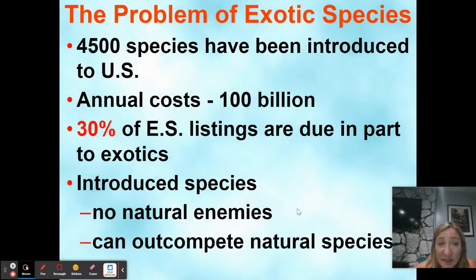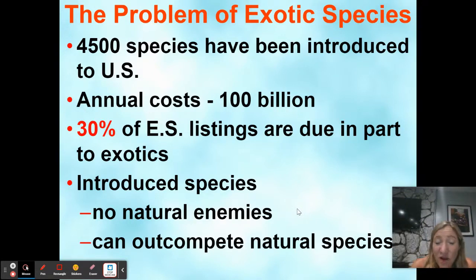Okay, so exotic species, they're again introduced species. 4,500 species have been introduced to the United States. It's kind of a lot. It costs us a lot of money to deal with. It's not like this little thing, because it affects our agriculture, it affects ecosystem balance, it affects a whole bunch of things, and so it's really problematic. And 30% of endangered species are because of exotic species and invasive species. So that's kind of crazy, right? Like almost a third of all the endangered species are because of this.